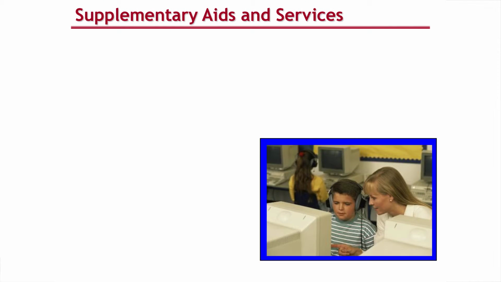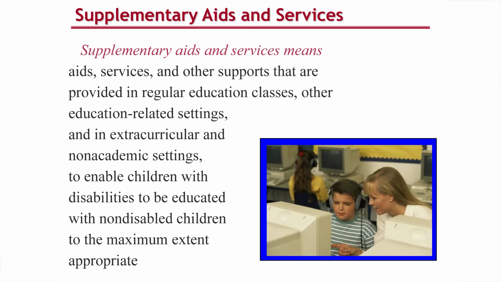The IEP also includes supplementary aids and services, and these are anything that is required to assist the child in the regular education setting. It could include para support or adaptive equipment or specialized training for the regular ed setting.